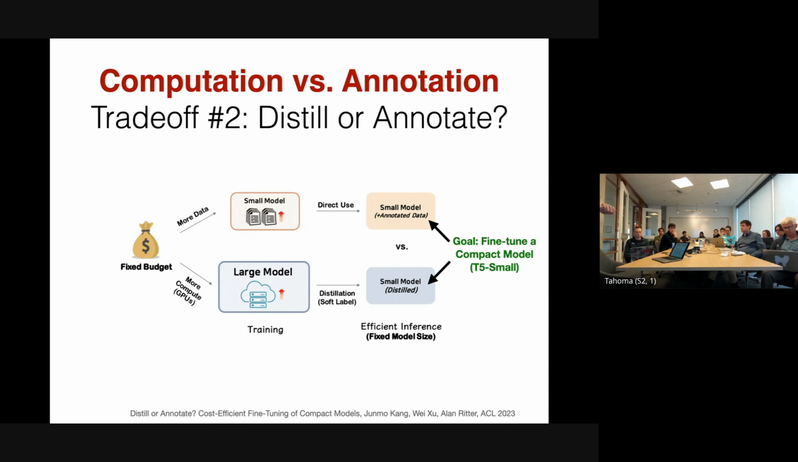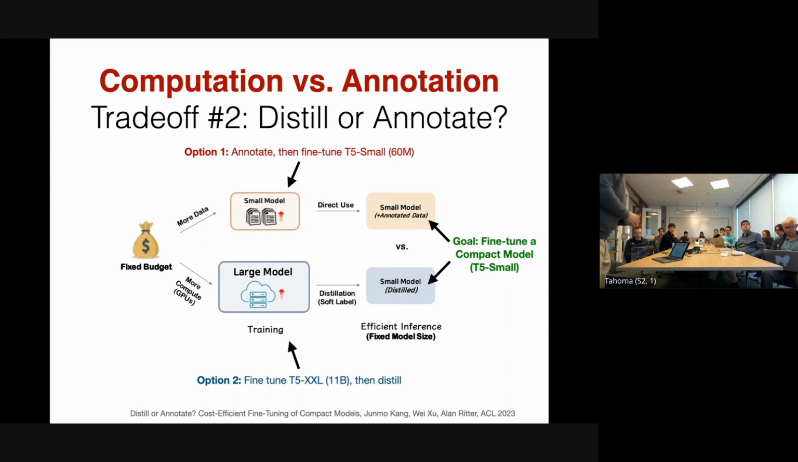So this is what I just said. Let's say we want to fine tune a T5 small model here. The first option would just be to annotate more data. And the second option would be to fine tune T5 XXL and then distill it to get this compact model.